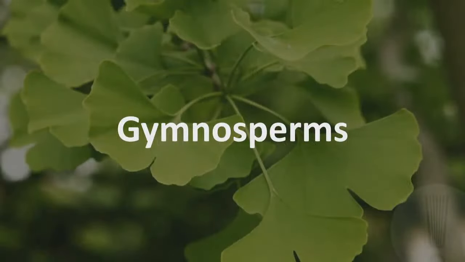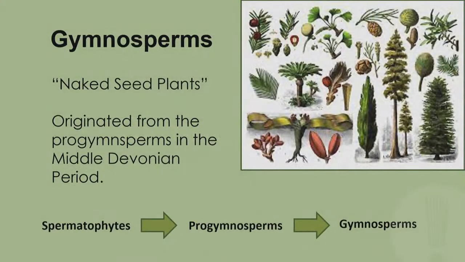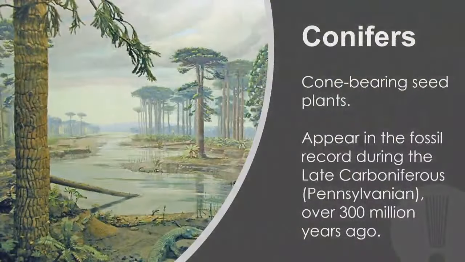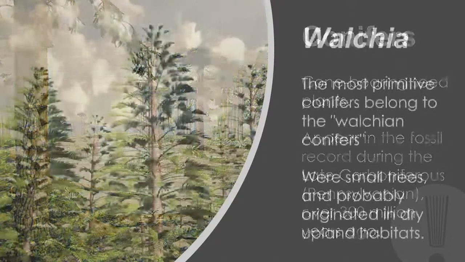But we start to see the gymnosperms pop out. These are those seed plants that have what are called naked seeds, so they're not angiosperms or flowering plants. They originated from the progymnosperms in the Middle Devonian and replaced the lycopsid rainforests of the tropical region. Remember those lycopsid rainforests where we saw those Sigillaria and Lepidodendrons and Calamites. So these cone-bearing seed plants, the conifers, which are one of our groups of the gymnosperms, appear in the fossil record during the late Carboniferous about 300 million years ago.